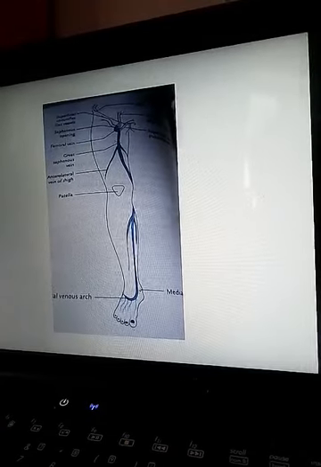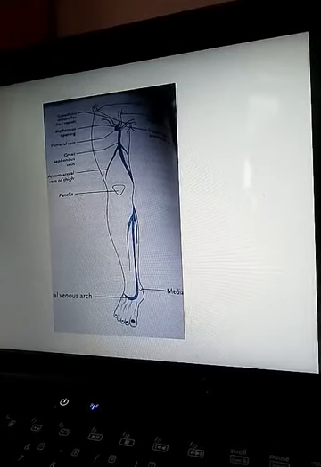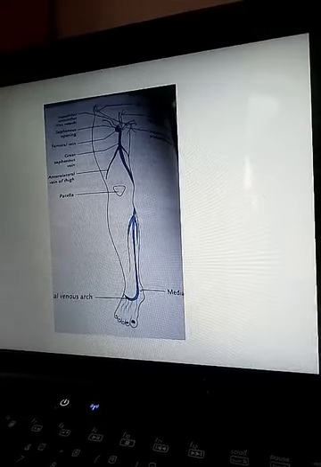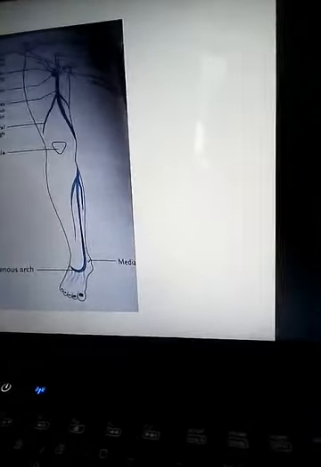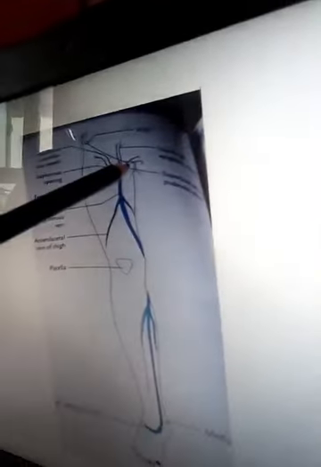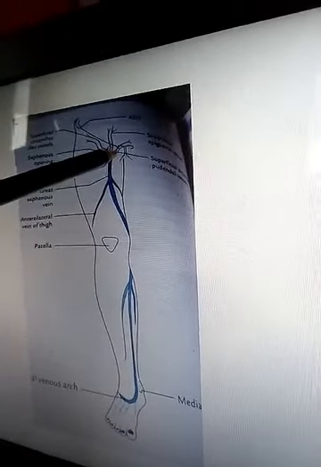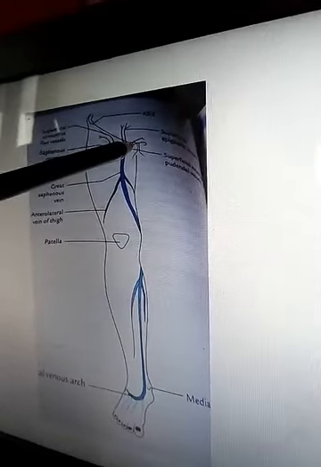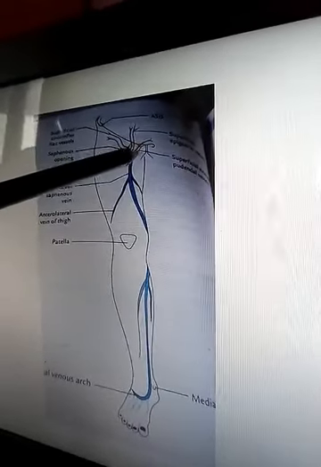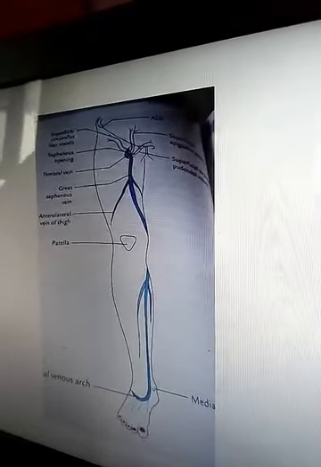Now cutaneous arteries. There are three small arteries arising from the femoral artery. The superficial external pudendal artery arises medially from the femoral artery, pierces the cribriform fascia, runs medially in front of the spermatic cord and supplies the external genitalia.